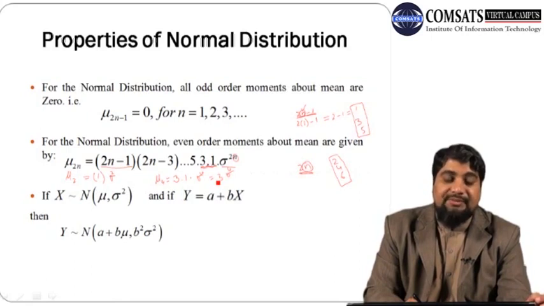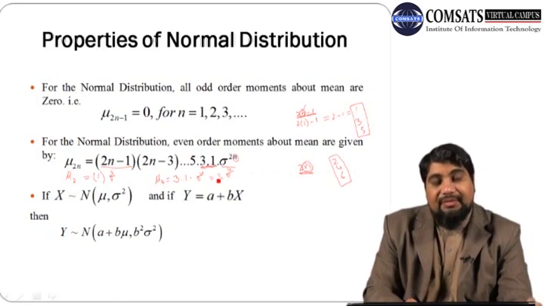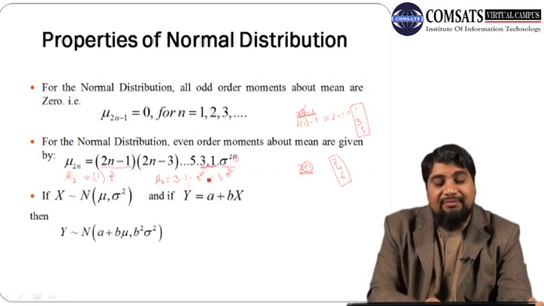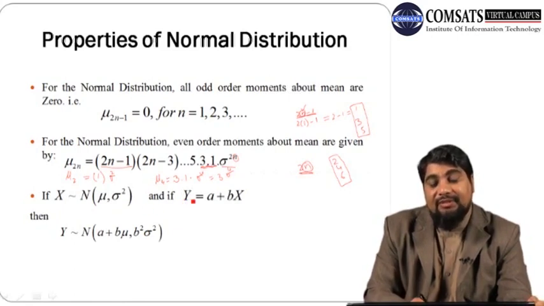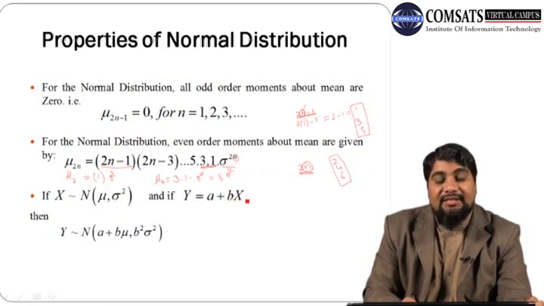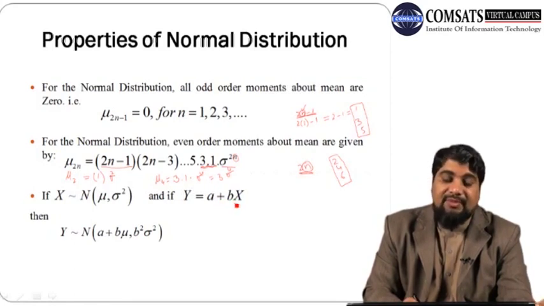So next property is, if x is a random variable which follows normal distribution with mean mu and variance sigma square, and if y is another random variable which is equal to a plus b times x, so it means y is a linear combination of x where a and b are any constant numbers.